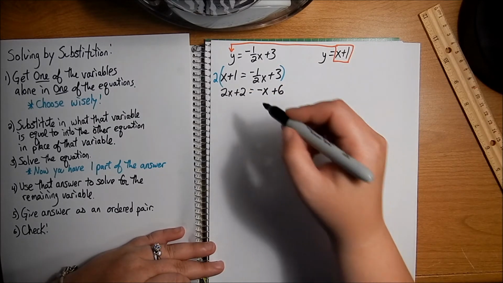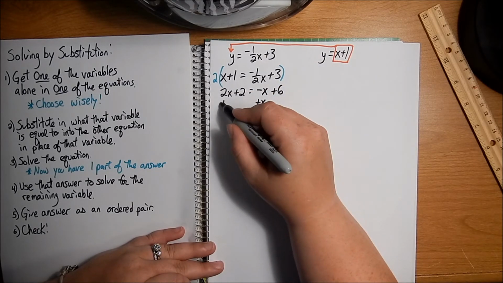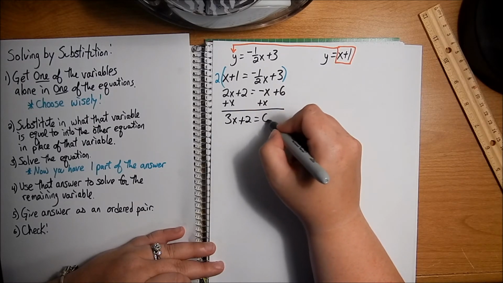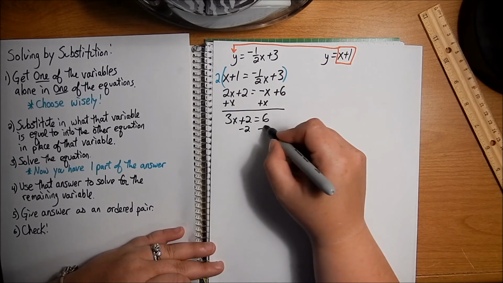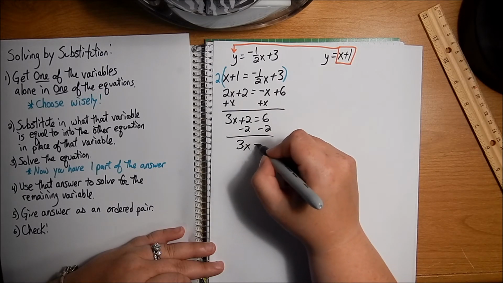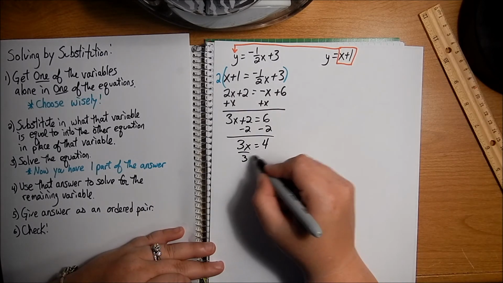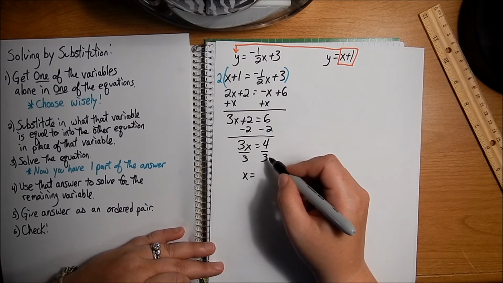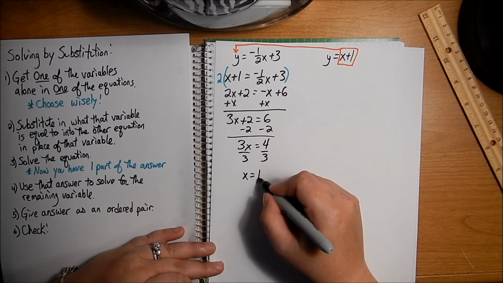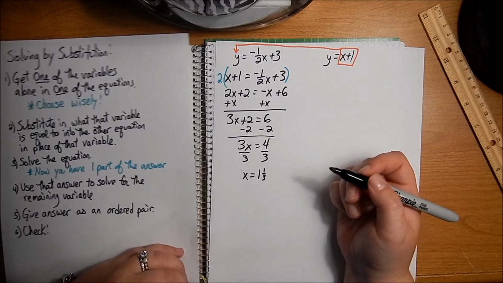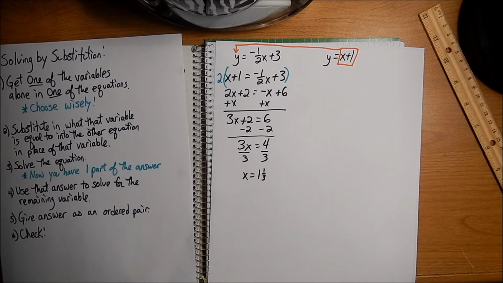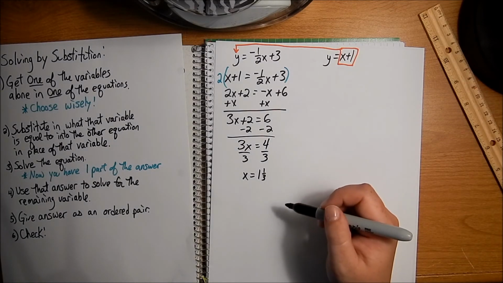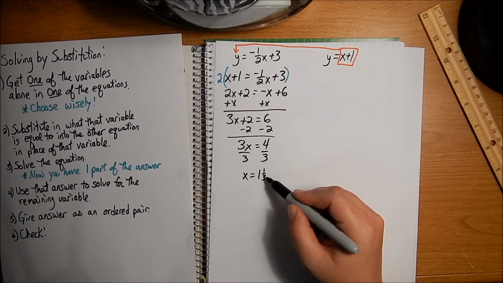I have only x's left. I can solve. I'll add x to both sides: 3x plus 2 equals 6. Subtract 2: 3x equals 4. Divide by 3. So x is 4/3, which is the same as 1 1/3. So I knew it was around 1.5, but it's not 1.5. It's 1 1/3.